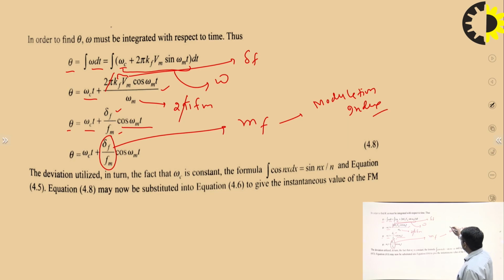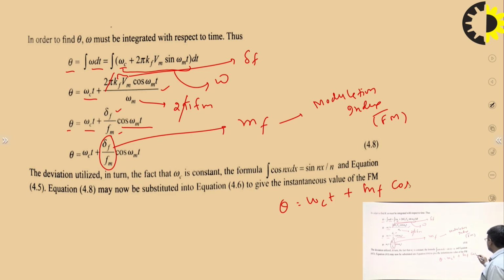Modulation index in the case of FM gives the depth or measure of the extent of modulation that we are performing, that is, the extent up to which we are changing the frequency of the carrier signal according to the message signal. So we have theta equal to omega ct plus mf cos of omega m t.